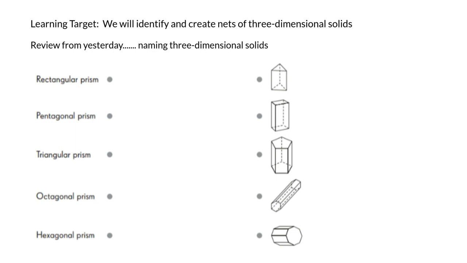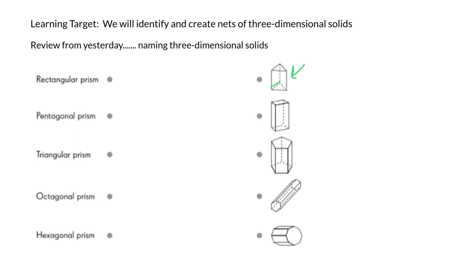naming them. So on the screen right now, you will see on the left side, there's a whole bunch of names of three-dimensional solids. And then on the right side, there are some representations of those solids. So what we're going to do is just look at each solid and then match it with its name. We're going to start right here with this solid.